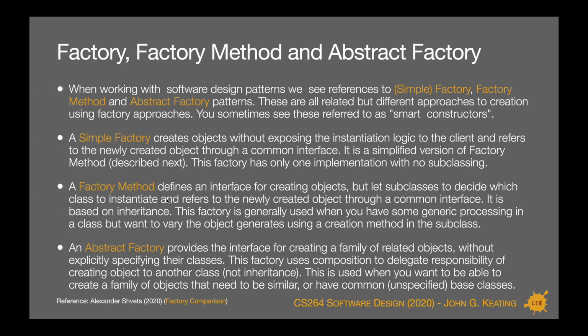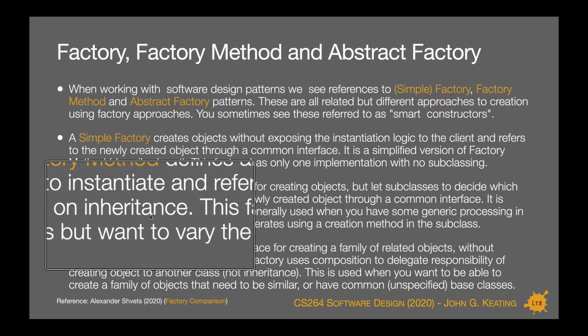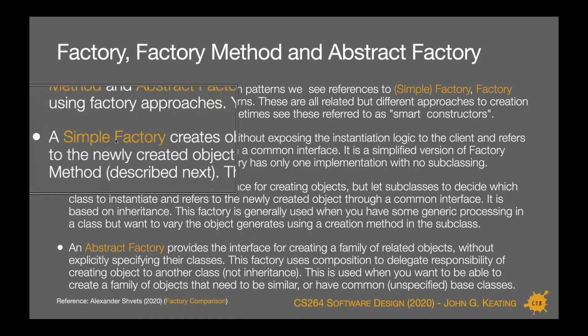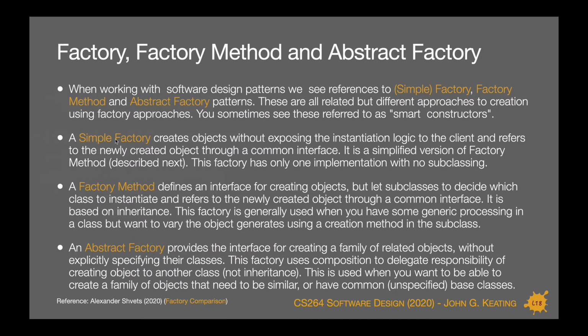A factory method defines an interface for creating objects, but lets subclasses decide which class to instantiate, and refers to the newly created object through some common interface. It is based on inheritance. Factory method is all about inheritance. It is generally used when you have some generic processing in a class, but want to vary the object it generates using a creation method in the subclass. For example, if we think about the simple factory, we could have a factory that generates shapes, and then each factory would generate a simple shape for you.